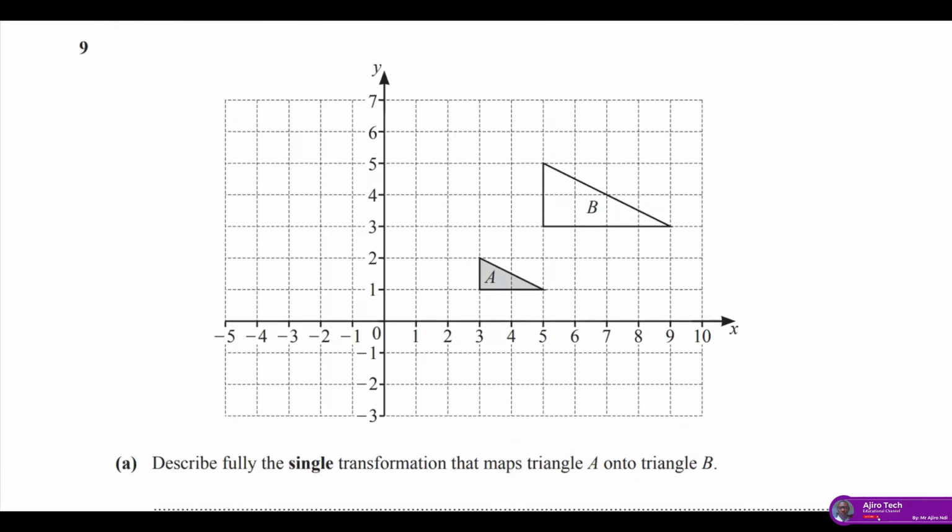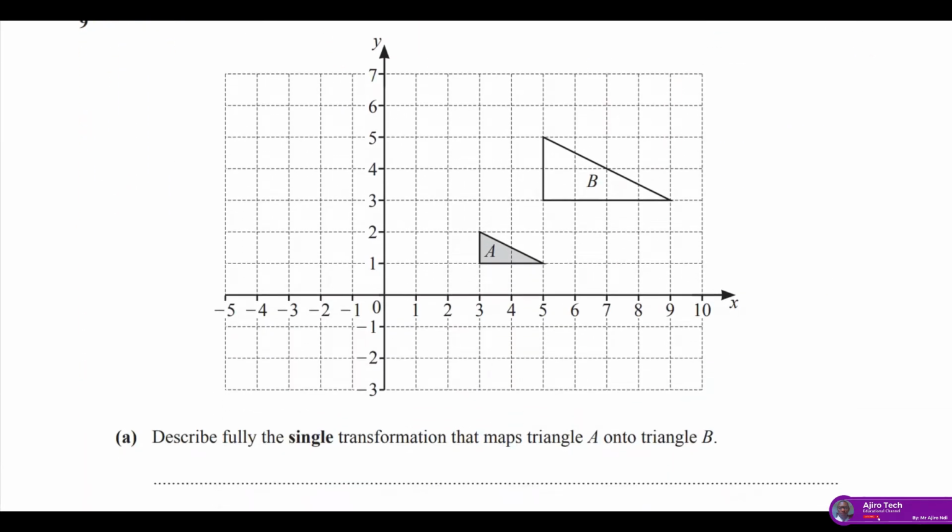This diagram, number 9, describe fully the single transformation that maps triangle A onto triangle B. Now, this is enlargement because corresponding lines are parallel. This is x, y, z, and this is x prime, y prime, z prime. xy is parallel to x prime y prime, and y prime z prime is parallel to yz.